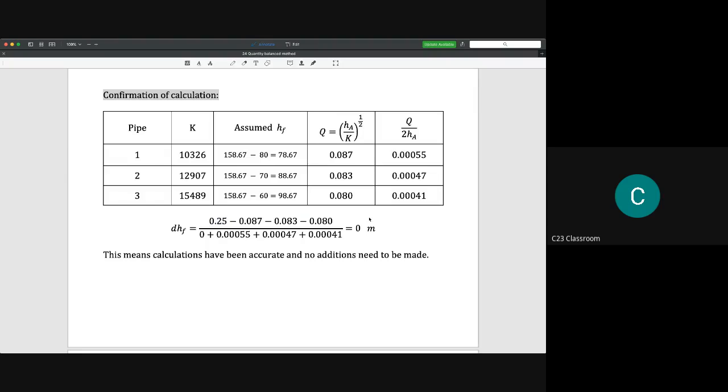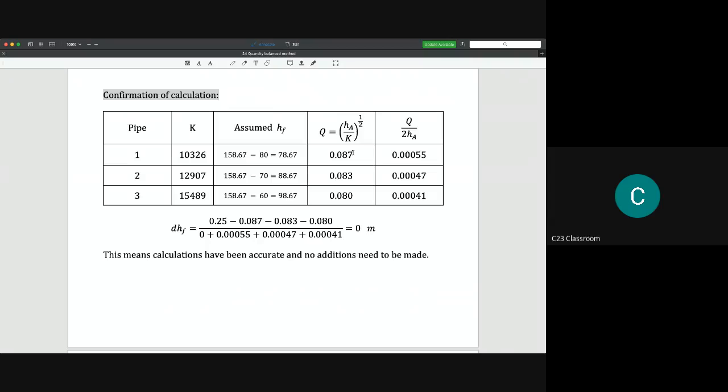So what is our final answer? Our final answer is actually this value. Now you could mention in your diagram that for pipe 1, the flow rate is 0.087, pipe 2 is 0.083, and for pipe 3, the flow rate is 0.08.